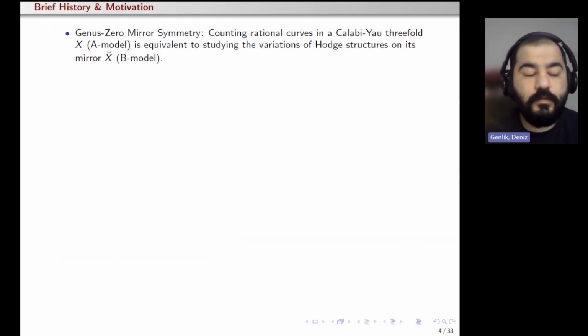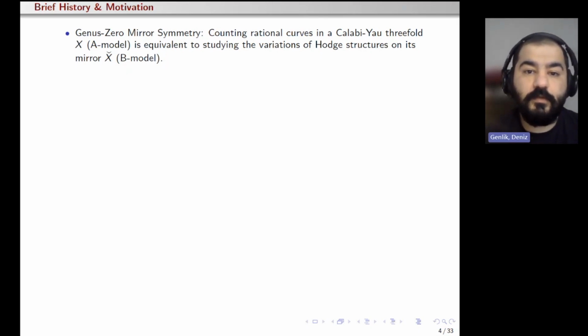So Gromov-Witten theory has many different properties, and the subject is mostly inspired by string theory. Physicists conjectured mirror symmetry, and later it was proved by different people for different targets.